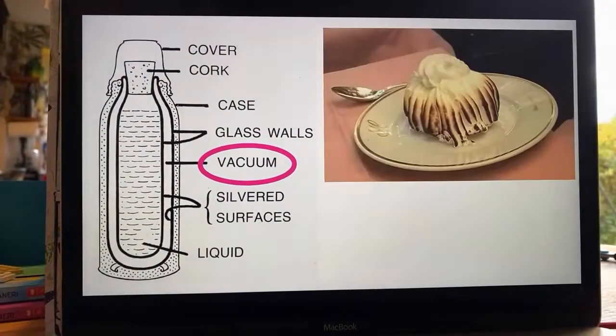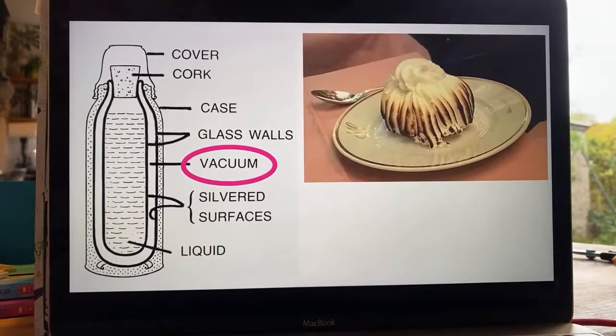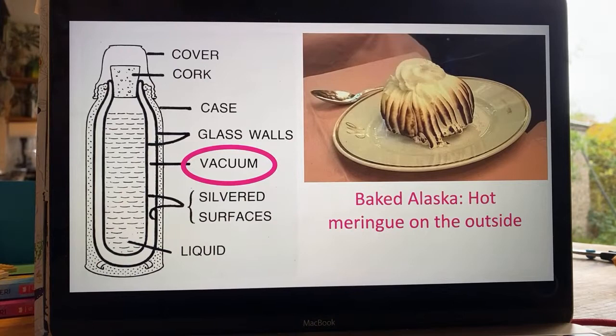Other examples? Oh yeah, here's some homework for all of us. Have you ever heard of baked Alaska? You can tell it's quite an old-fashioned dessert because of the photo. It looks like it's from, I don't know, the 70s or the 90s. But yeah, baked Alaska is hot meringue on the outside, but on the inside it's ice cream.